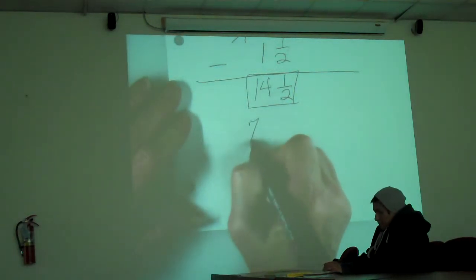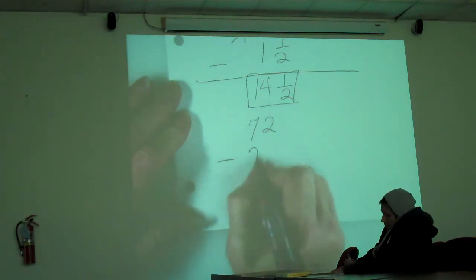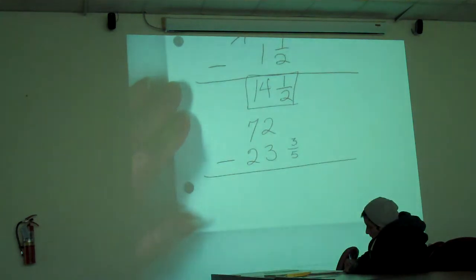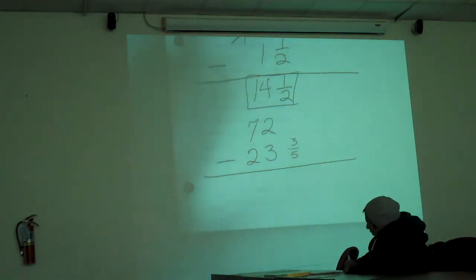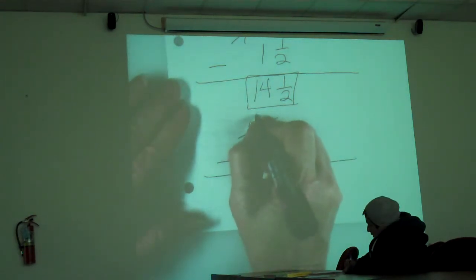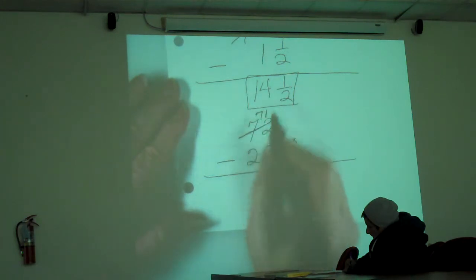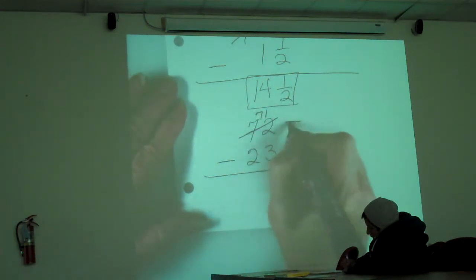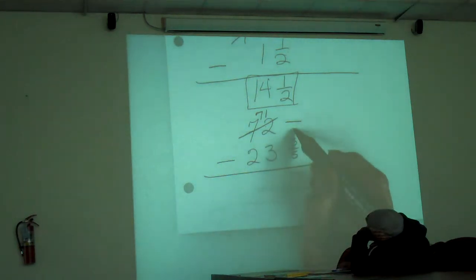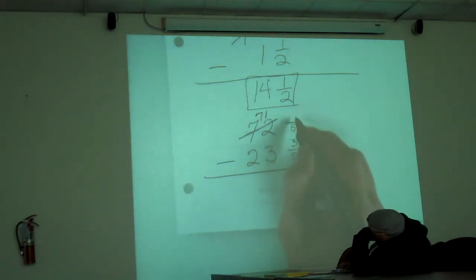Let's do some more of those. How about 72 minus 23 and 3/5? That's a lot of pizzas if we're using pizza. Okay, we're going to take one of these pizzas or whatever the thing is here, borrow one of these pizzas or something, and we're going to divide it up. Are we going to put 2 over 2? If we did, we'd have to get a common denominator. What do we want? 5. We want a denominator of 5, so we want to cut it into 5 pizzas. So we have 5/5.